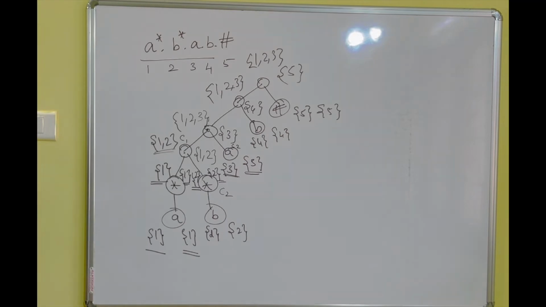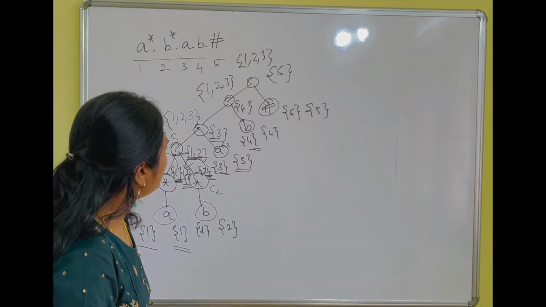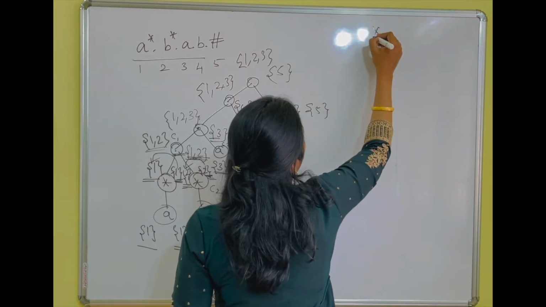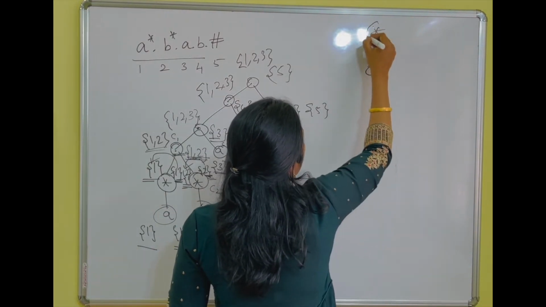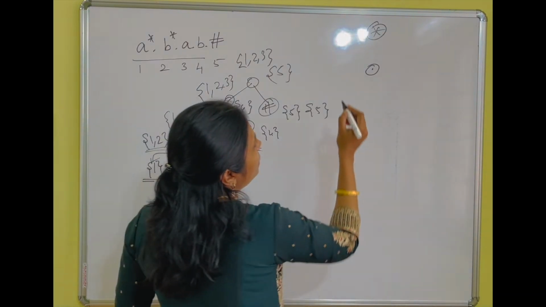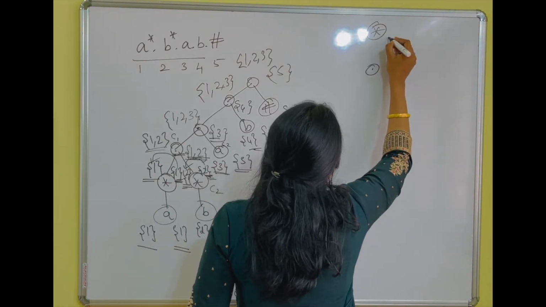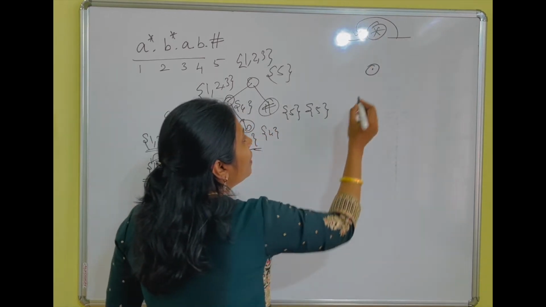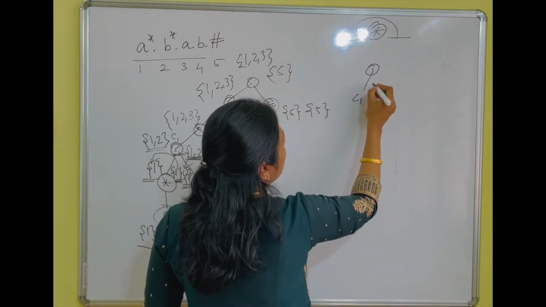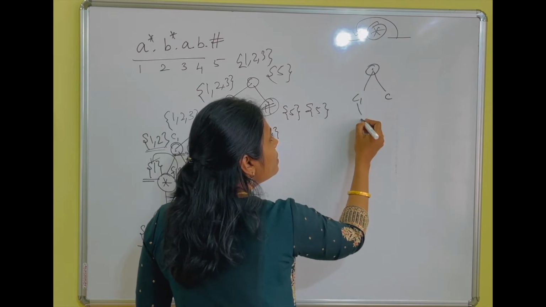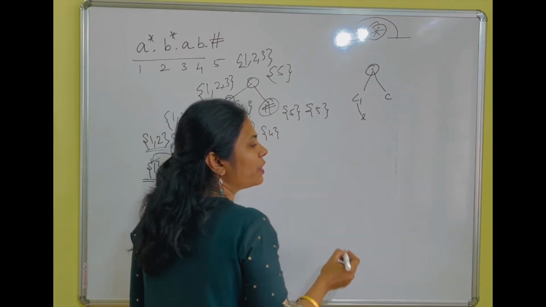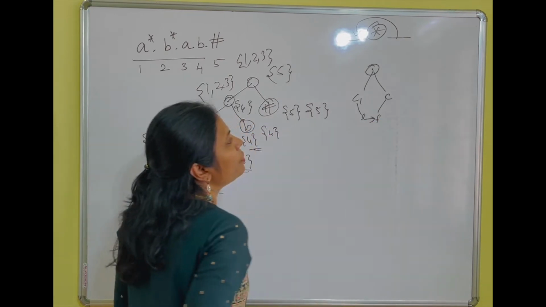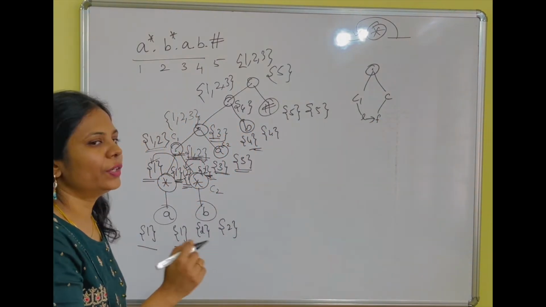Find the firstpos and lastpos. Okay, now let us see the followpos. So followpos is calculated only for the star node and the cat node. For the star node, that is simple. It's a recursive one. So what happened? Always the lastpos is followed by its firstpos for the star node. For the cat node, we have two children, C1 and C2. Always C1's lastpos is followed by C2's firstpos. This you have to keep in mind while you are doing the followpos.